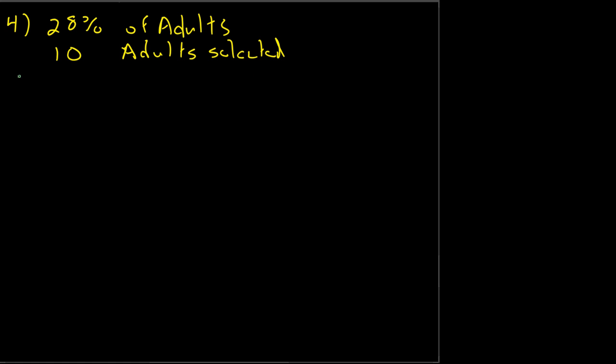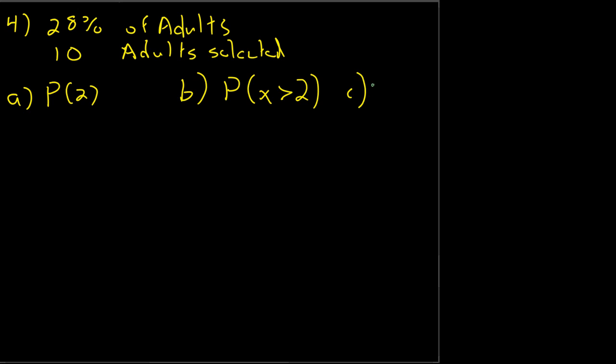And we want to find the probability, A, of exactly 2 of them likely to make the purchase, B, greater than 2 to make the purchase, and C, between 2 and 5 inclusive, likely to make the purchase. And so we're going to be looking at these combinations of things that we could possibly make purchases on.